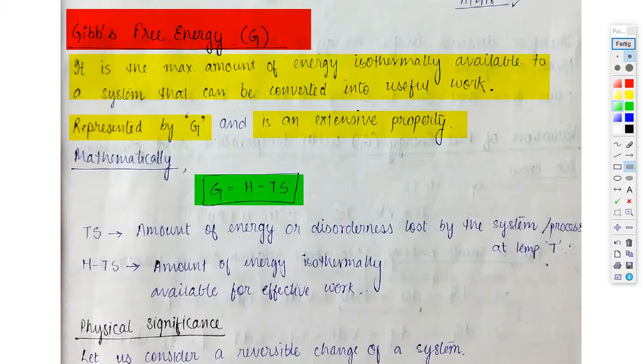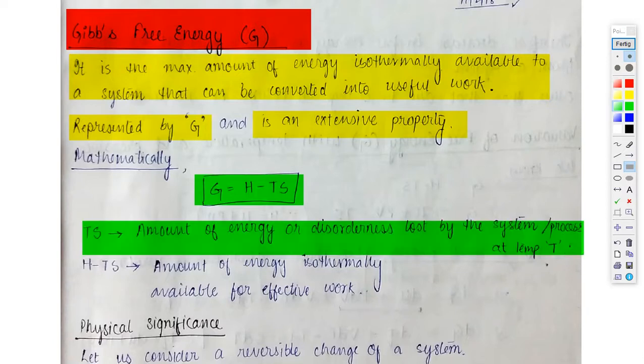The enthalpy is the sum of the work done at constant pressure plus the internal energy, minus T, the temperature at which the process is carried out. TS is the amount of energy or disorderness lost by the system at temperature T, and H minus TS is the amount of energy isothermally available for effective work.